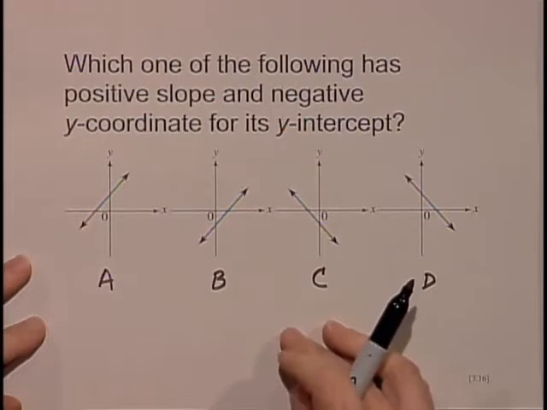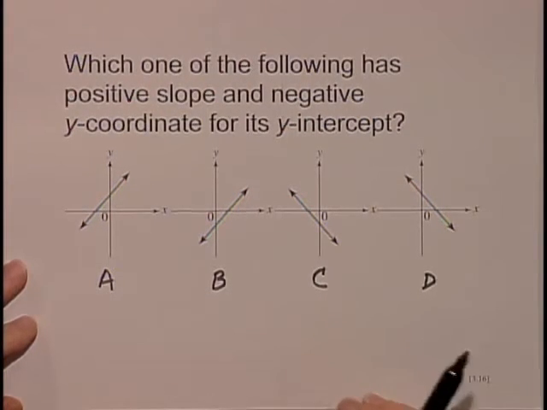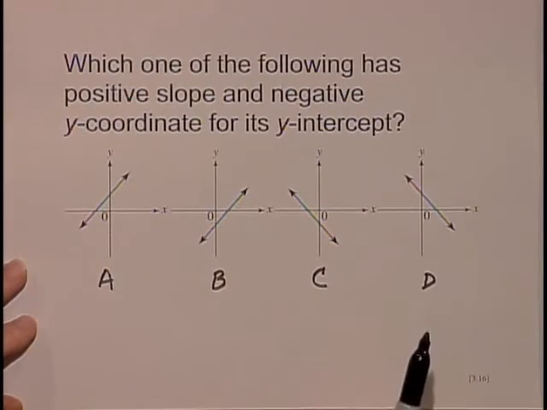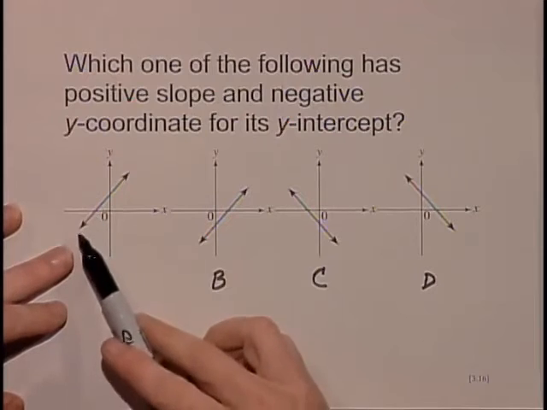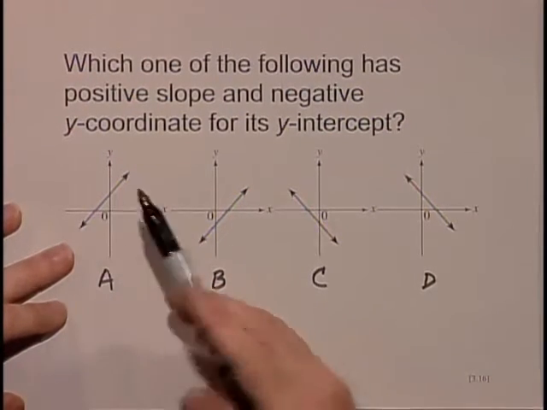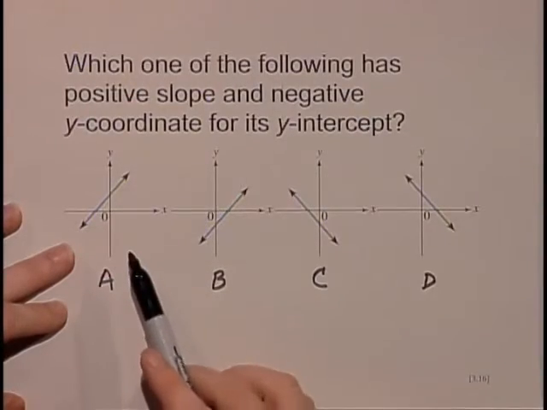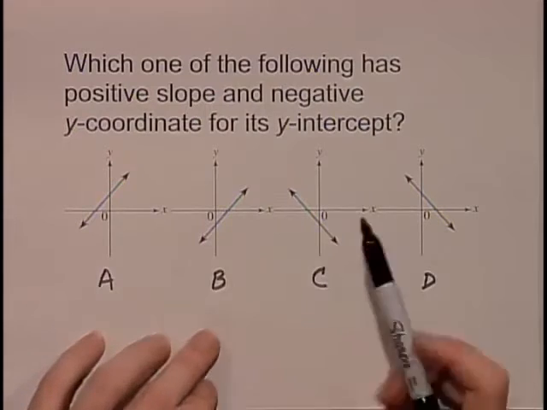We're looking for positive slope, or a slope that is increasing from left to right, but we're also looking for the graph to cross the y-axis below the x-axis as a negative coordinate. So let's look at A. It is increasing from left to right, but notice it touches the y-axis above the x-axis, so that y-coordinate is not negative. So we'll move along and check B.